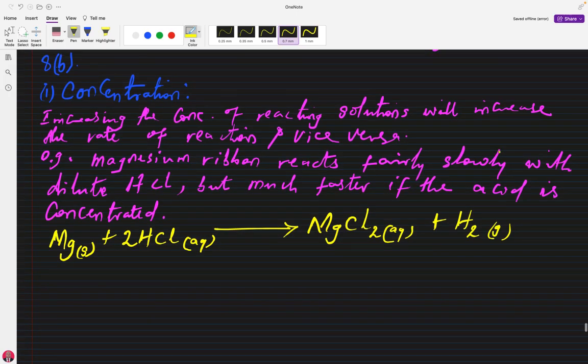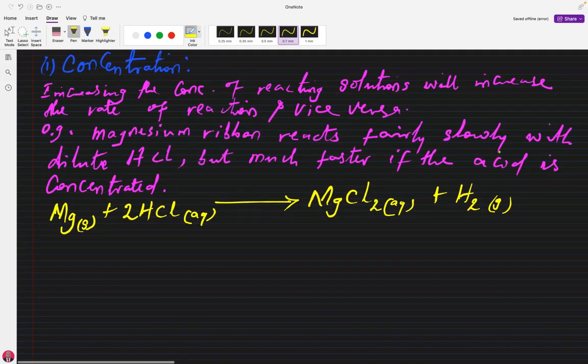Okay, let's go to factor number 2. The second factor is pressure. In other words, you can still give another example for this for the purpose of revision. Another example is solid manganese(IV) oxide, which is used as a catalyst for the catalytic decomposition of hydrogen peroxide, releasing oxygen. The oxygen is given off much faster if the hydrogen peroxide is concentrated than if it is dilute. So that is another way you can put it.